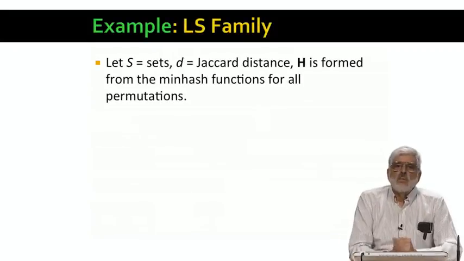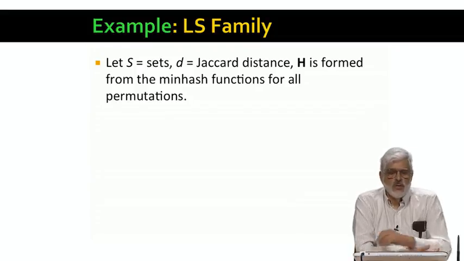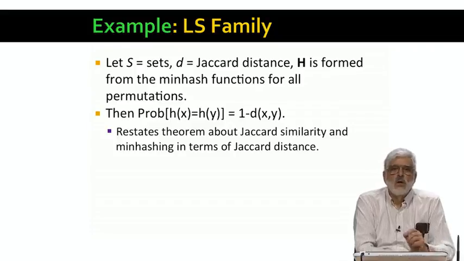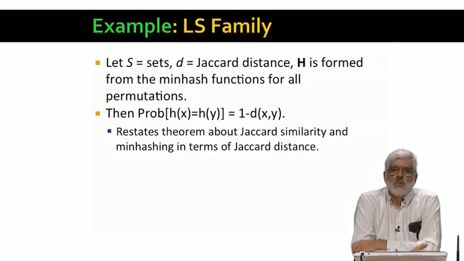Let's take as our example the only example we know. The underlying space consists of sets, all subsets of some universal set, and the distance measure is Jaccard distance. The LSH family is the family of min-hash functions, each based on one of the possible permutations of the members of the universal set of elements. We claim the probability that a given min-hash function h gives the same value for sets x and y is 1 minus the Jaccard distance from x to y.